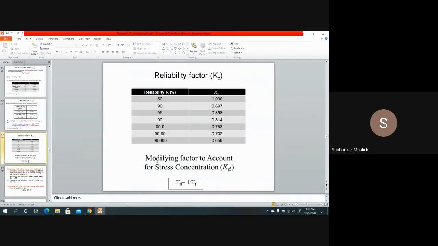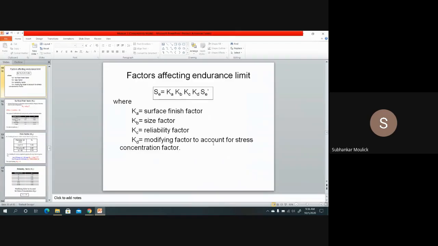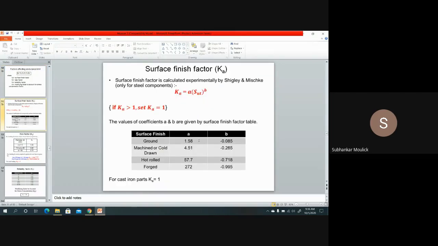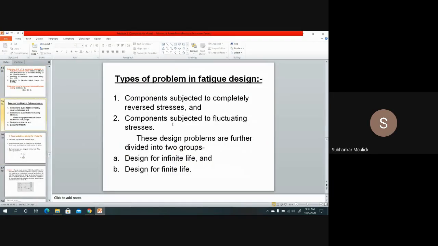Yes, sir. Okay. So what I was telling is that in the last class we discussed the factors on which the endurance limit of a material depends. Basically, the endurance limit of a material depends upon four basic factors. They are surface finish factor, size factor, reliability factor, and modifying factor to account for stress concentrations. And in the last class, we also saw how to calculate these factors with the help of the design data book. And with this, we solved one problem.